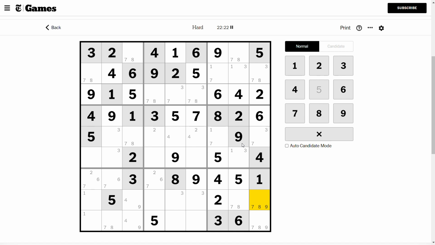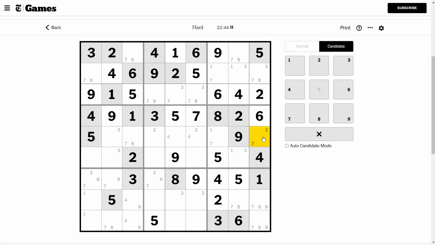Okay, so this cell cannot contain 7, because it's a part of the 1-3 pair. So in block 6, the digit 7 is forced into row 5. So 7s are guaranteed to go into one of these two cells. And this cell sees the 7 from block 6.